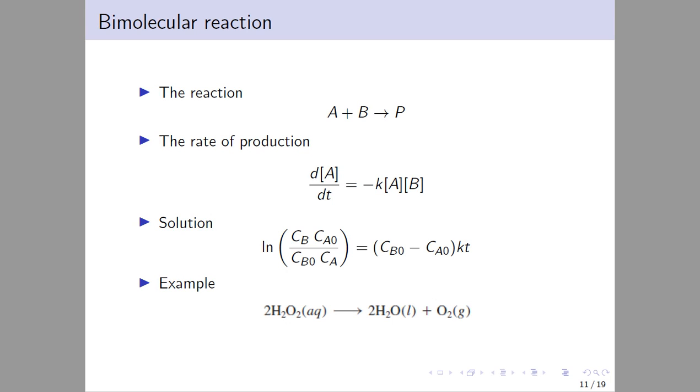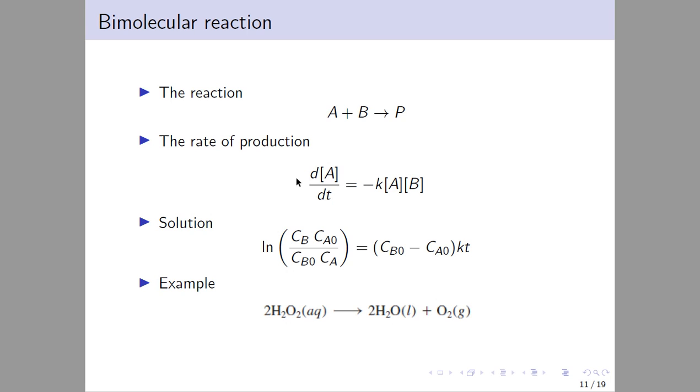Next is the bimolecular reaction. Usually we have only two molecules, so the reaction A plus B becomes P, a product. One molecule reacts with another molecule, producing the product. The rate of production is dA over dt equals minus k A B. Again, to solve this equation we use the method of separation of variables from our math methods.